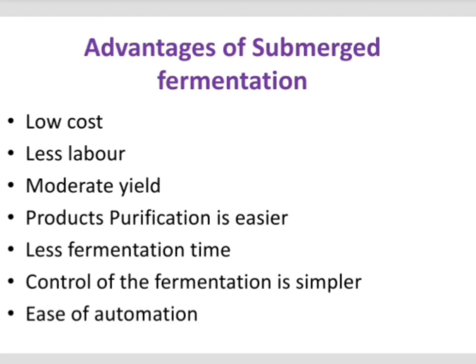Then the advantages of submerged fermentation. It can be carried out with minimum cost, less labor, moderate yield, easier product purification, less fermentation time, simpler control of fermentation, and ease of automation. So these are the advantages of submerged fermentation. Low cost, less labor, moderate yield, not very high yield, we can expect a moderate yield. Product purification is much easier, and there is less fermentation time. Control of fermentation is very simple because there is a facility for automation.